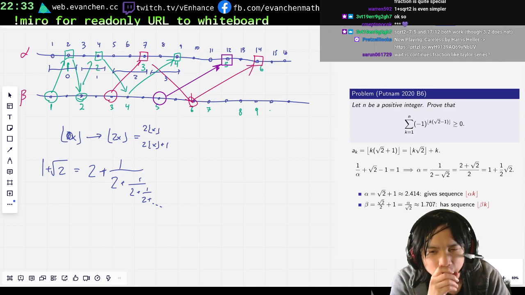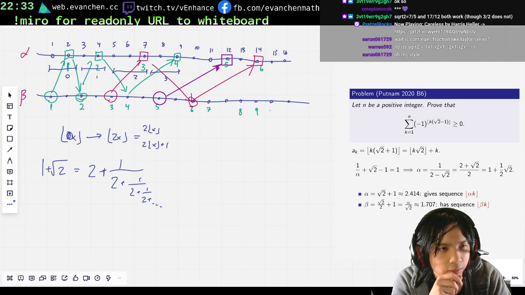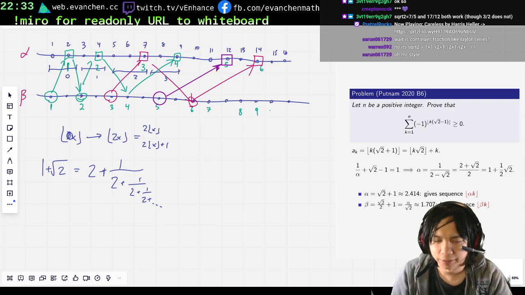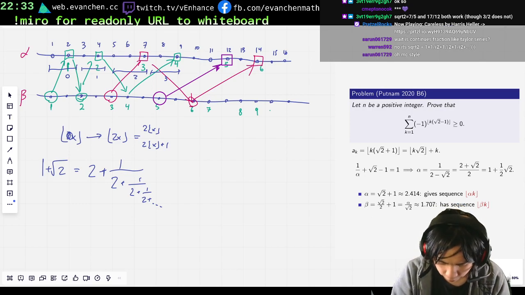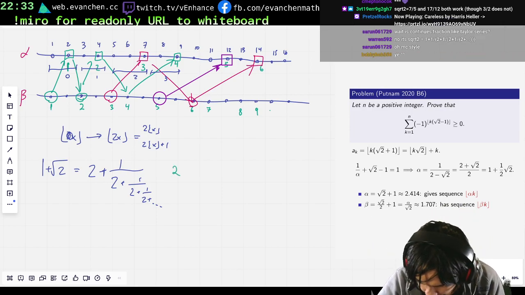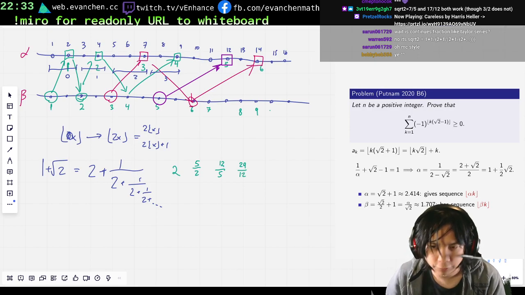Okay, so I can get arbitrarily good approximations of square root 2. Well, I want 1 plus square root 2 because that's the one that is like the Beatty sequence, wherever. So okay, that's fine. If I look at the continued fraction approximation, the convergents are: first approximation is 2, then it's 5 halves, and then it's 12 fifths, I guess. Then it's 29 twelfths. So okay, my first question is, is there a closed form for this sequence?